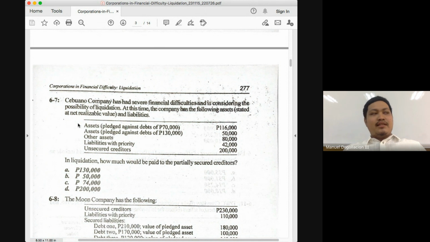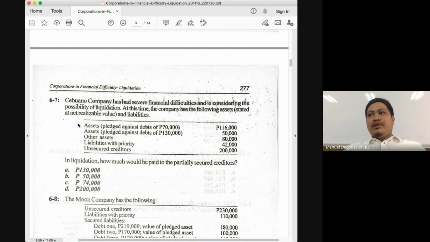What is being asked in problem 6-7 is how much would be your payments to partially secured. So let's look for these partially secured liabilities. It is actually the 130,000. The problem tells us that we have assets worth 50,000 that are pledged against debts amounting to 130,000. So we have other liabilities in the amount of 130,000. What will be the classification of this 130,000 liability? They will be considered as partially secured.